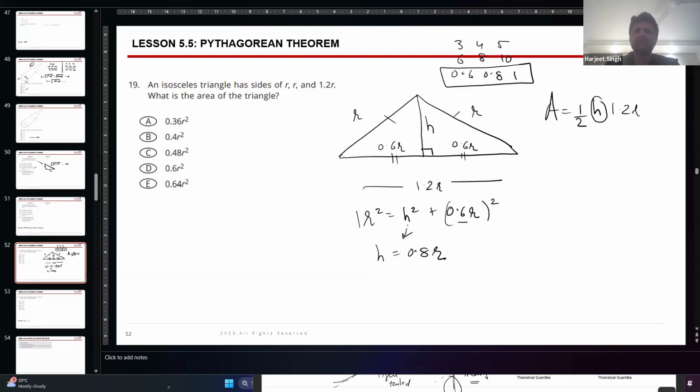So 3, 4, 5 is equivalent to 6, 8, 10 divided by 10 will be 0.6, 0.8, 1. We have 1 here, we have 0.6 square here. So clearly h is 0.8 r without even calculating. And hence our area, plugging it back here, is half into 0.8 r into 1.2 r, which is basically 0.4 into 1.2, which is 0.48 r square.